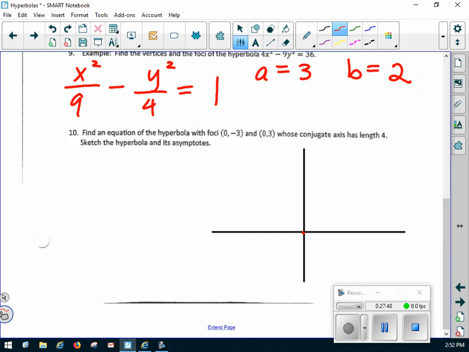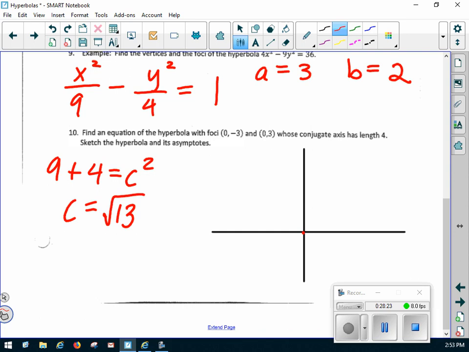Can we find C? A squared plus B squared equals C squared. Good. What does C stand for? The distance center to a focus. What's A stand for? Center to a vertex. All right.